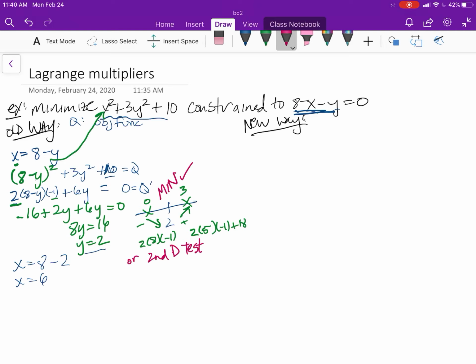And last, if it did in fact want what is the minimum, right, we still need to go back in and plug in our x and y. So we'd have 6 squared plus 3 times 2 squared plus 10, 36, plus 3 times 4 is 12, plus 10, and 58 is our minimum value.